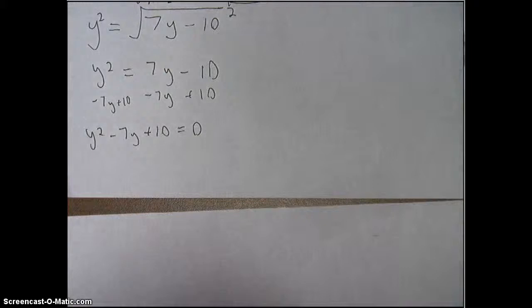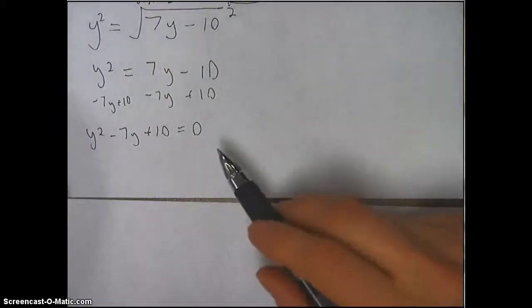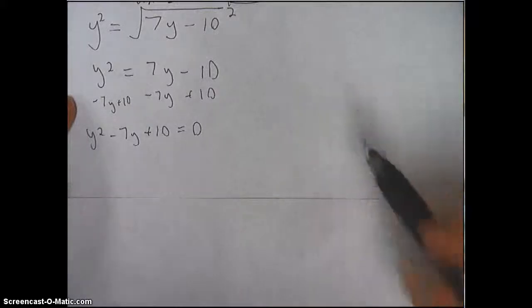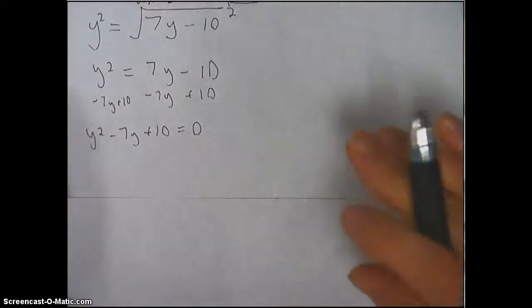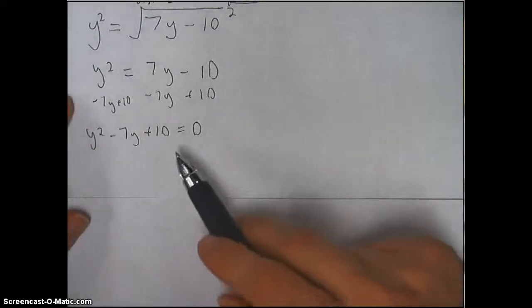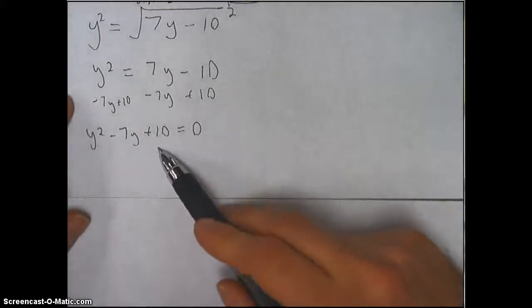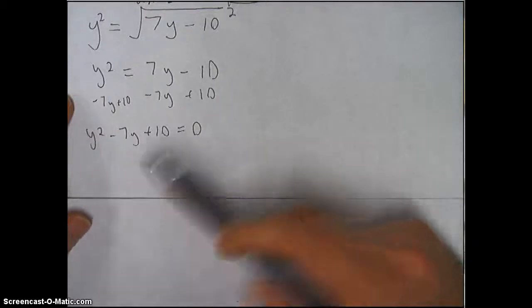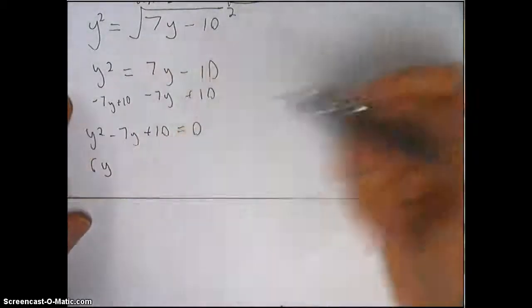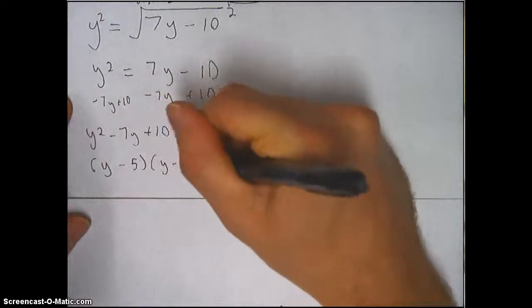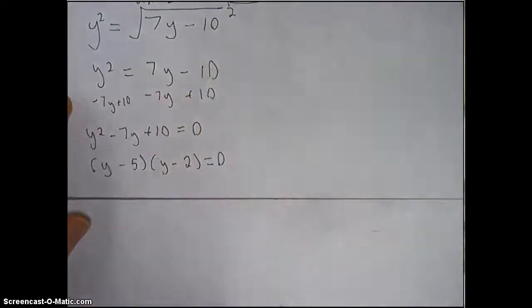Now you have a variety of tools in your toolbox to solve quadratics. You can use the quadratic formula, you can use factoring, whatever tool you like to use. But this one's easily factorable. So we're looking for two numbers that multiply to 10 but also add to negative 7. And that is just negative 5 and negative 2. So this is just y minus 5 times y minus 2 equals 0.